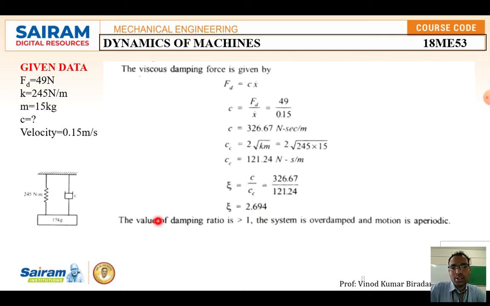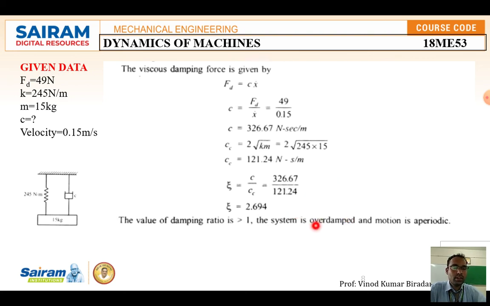The value of the damping ratio is greater than 1, so the system is an overdamped system, and the motion is aperiodic in nature. If the zeta value is greater than 1, such systems are called overdamped systems. Aperiodic is nothing but there is no reduction of amplitude. We are going to solve the graph in the upcoming session.